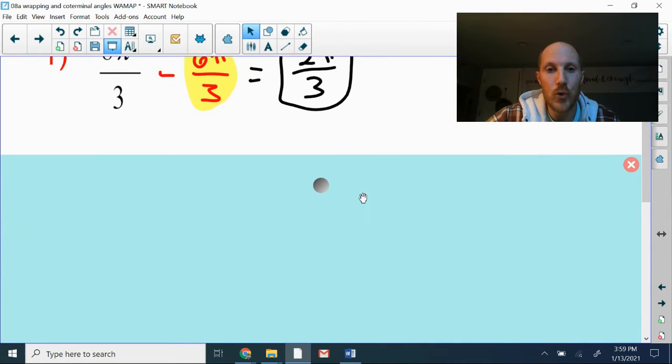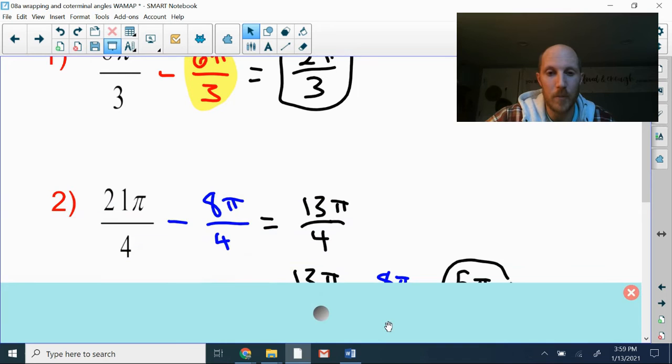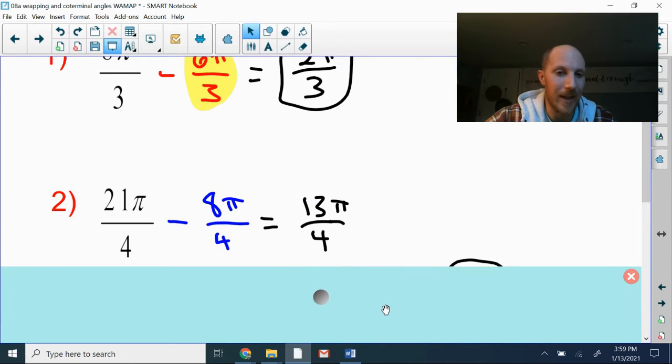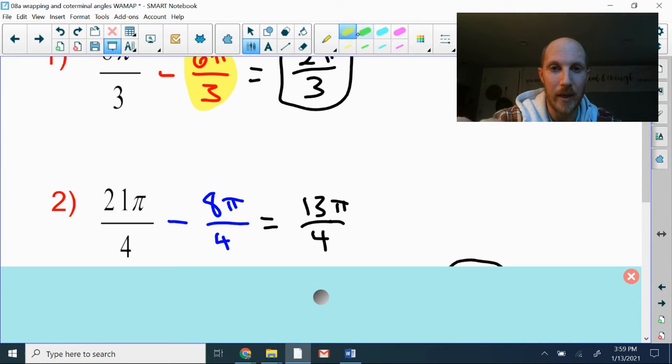Okay, example number 2. 21 pi over 4. If I subtract the equivalent of 2 pi, that's 8 pi over 4. Subtract that, it gives me 13 pi over 4. And when I compare 13 pi over 4 against my equivalent of 2 pi that I just subtracted, I see that 13 pi over 4 is still larger than that equivalent of 2 pi. It's bigger than 8 pi over 4.